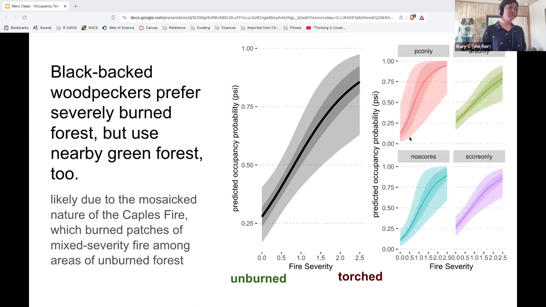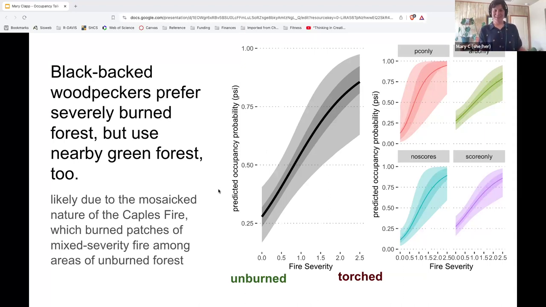Contrasting with a point count only version of this model, which predicts much lower occupancy in unburned forest and much higher occupancy in highly burned forest, we see that that slope is a little less steep. And that's likely because we did have sites that burned less severely or didn't burn at all that did have positive ARU detections of blackbacks. And the reason why we saw that is probably because of the mosaic nature of the Caples fire, that interspersion of lightly burned and unburned areas into areas of higher severity.